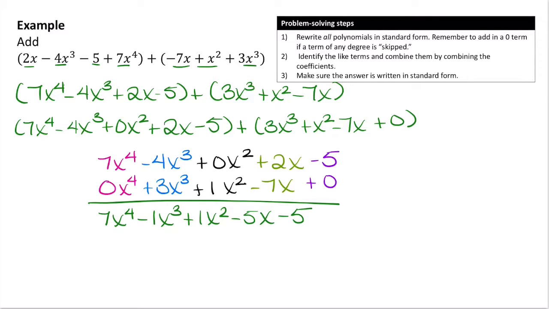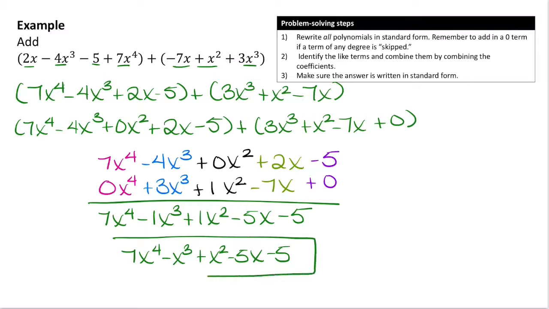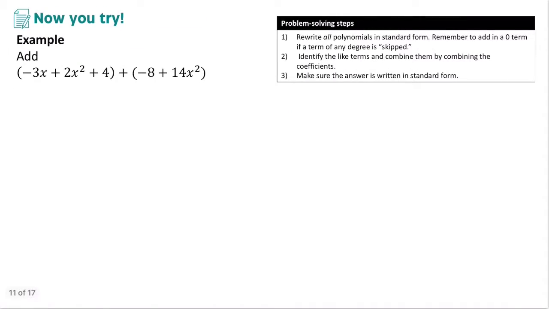So remember, when we're writing polynomials, we usually don't write those coefficients of 1. So I'm going to rewrite this as 7x to the 4th minus x cubed plus x squared minus 5x minus 5. Okay, and that is my final answer. So now you can go ahead and pause the video and try doing this example on your own.